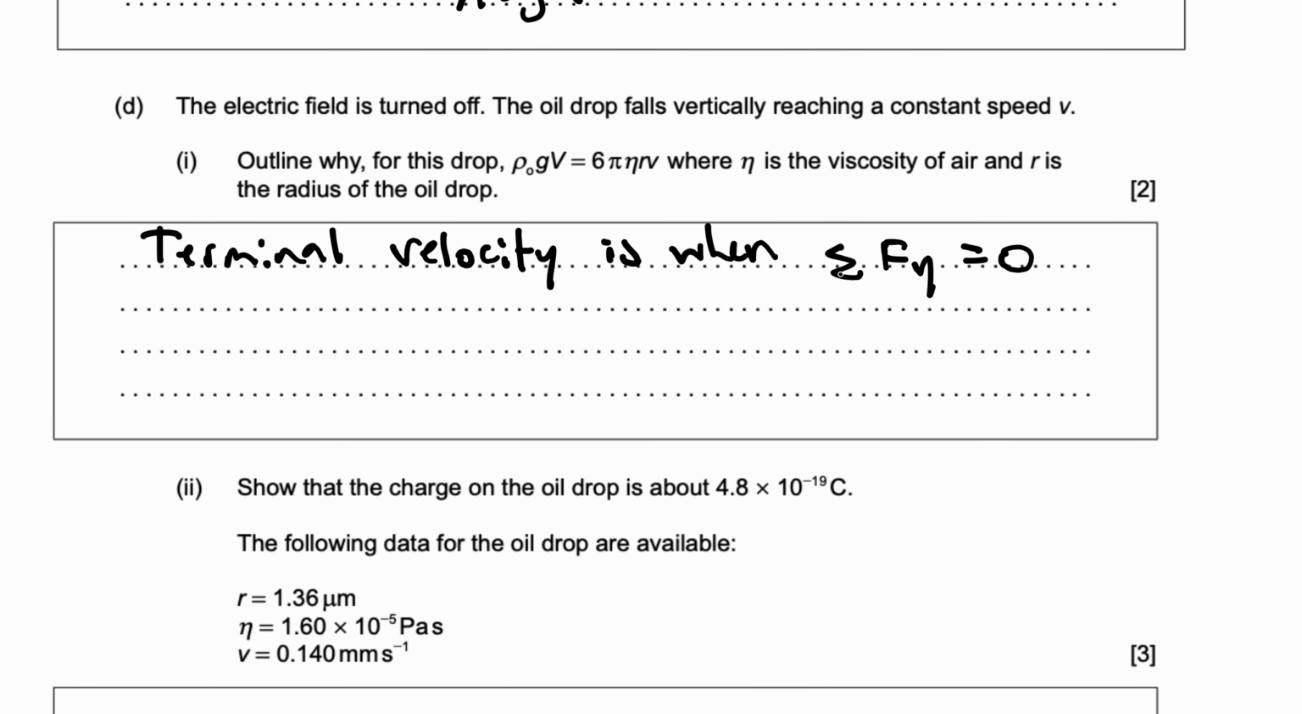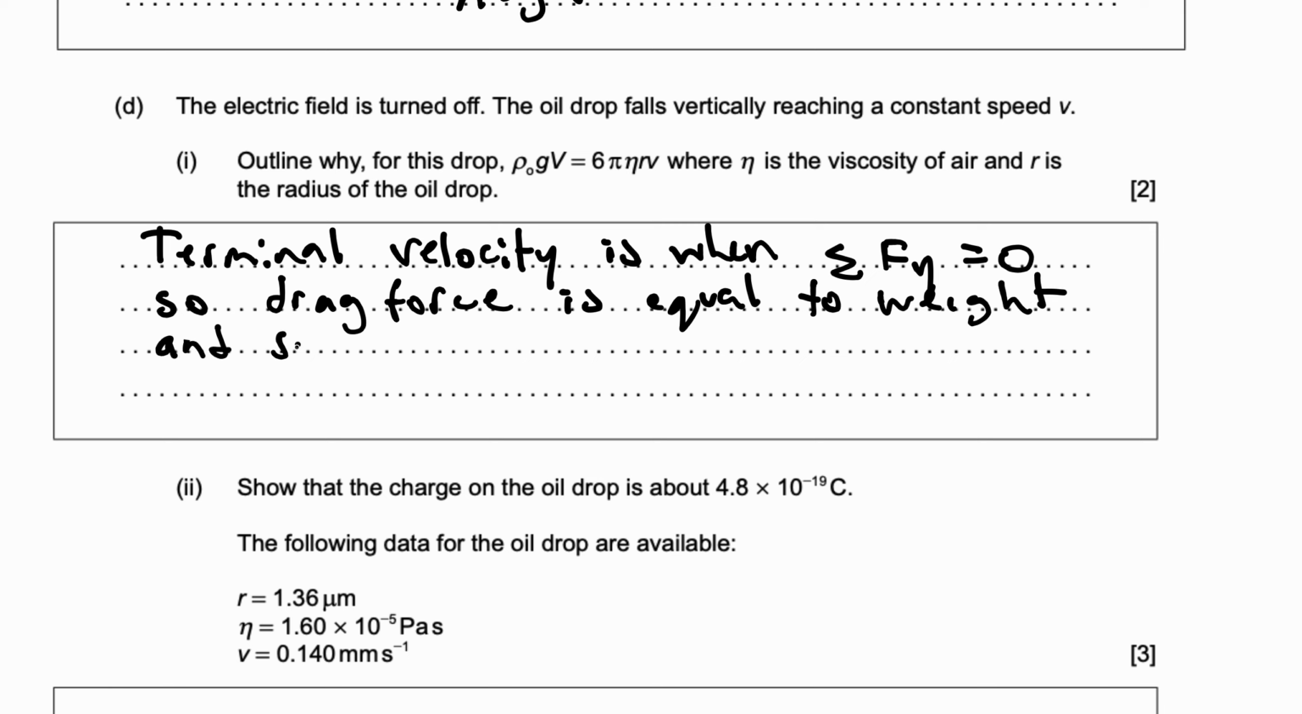So terminal velocity, so I'll answer this question. Terminal velocity is when the summation of forces in the y direction is equal to 0. So drag force is going to be equal to weight, and so we can say that 6 pi r eta v will be equal to your weight, which is equal to rho of oil g v, right? Because we know that mass is nothing but volume times the rho of oil. So that's basically how we can answer this question.